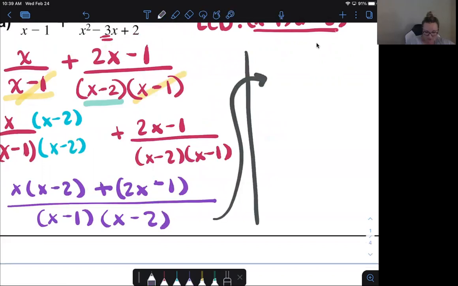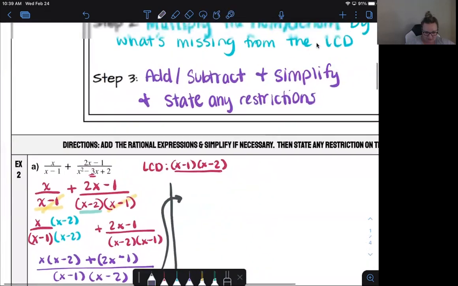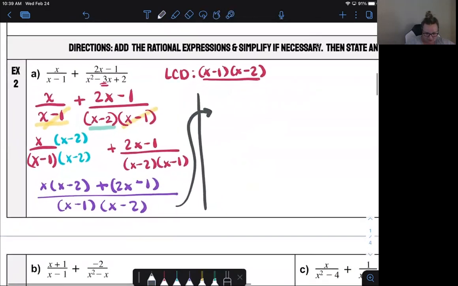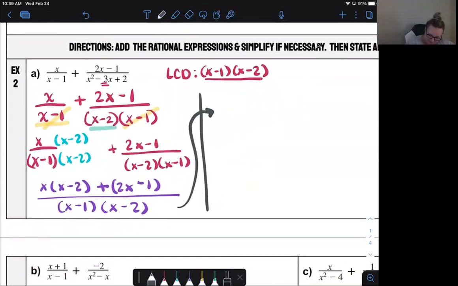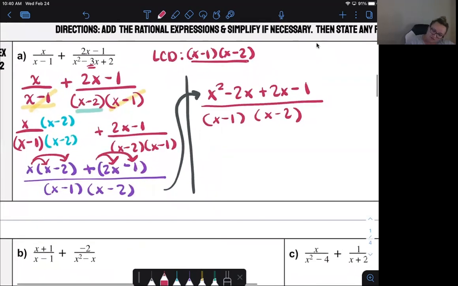Now let's go up here. So now we need to simplify this as much as possible for our last step. So I'm going to come back up here and I'm going to have x times x and x times negative 2. So x squared minus 2x, positive 2x times... and negative 1 is just positive 2x minus 1, all over x minus 1 times x minus 2. So then negative 2x, positive 2x cancels. We have x squared minus 1 all over x minus 1 times x minus 2.